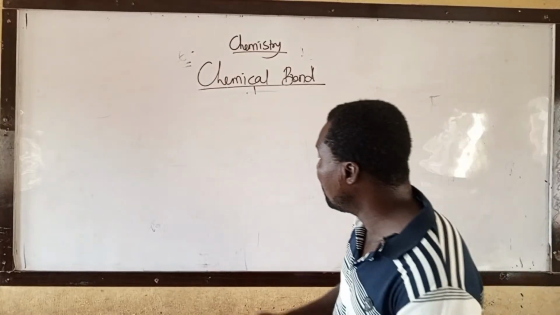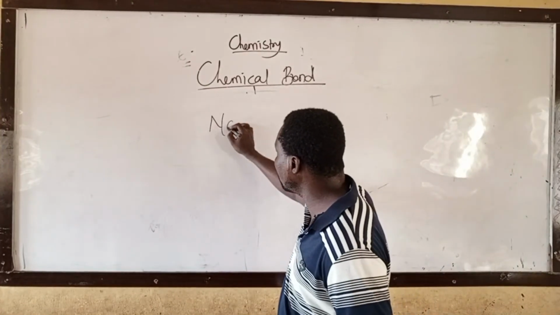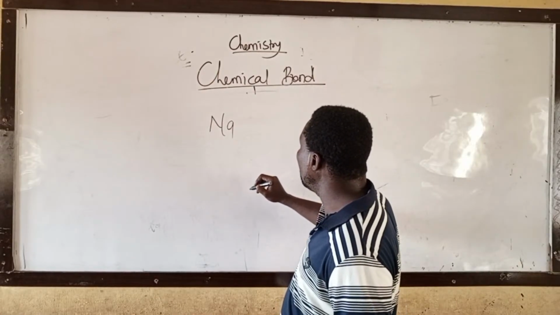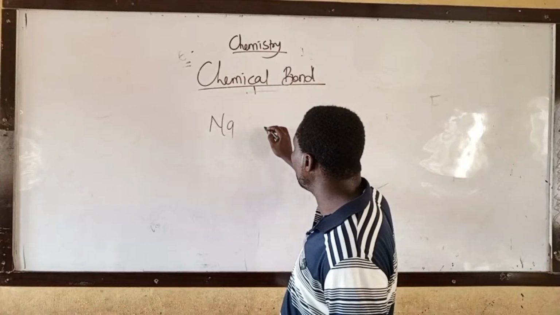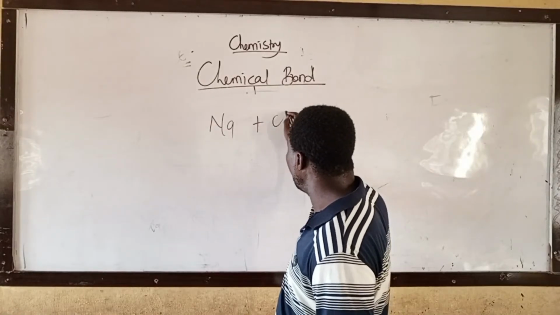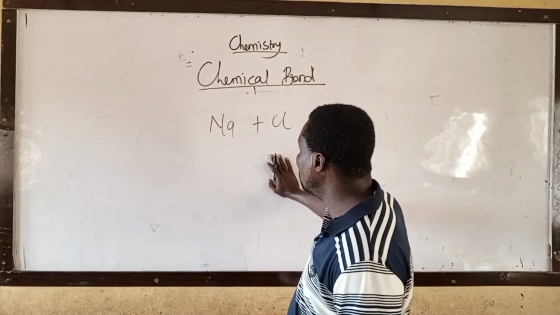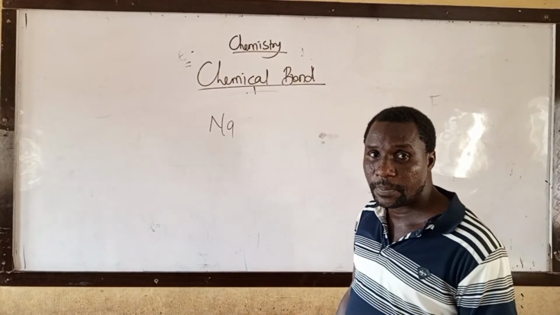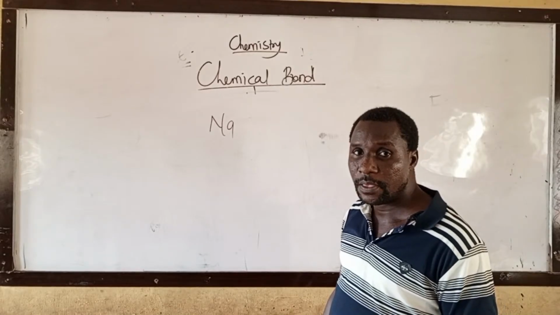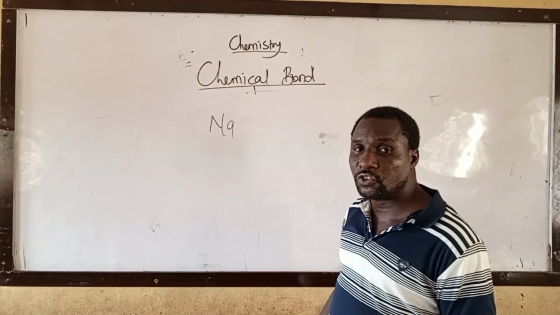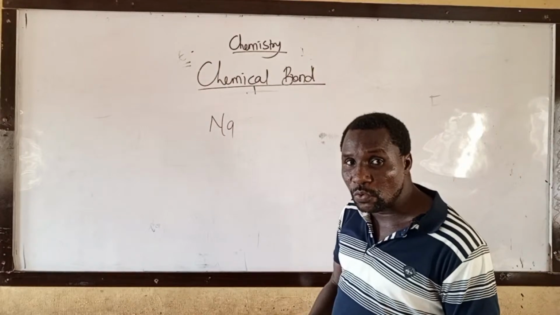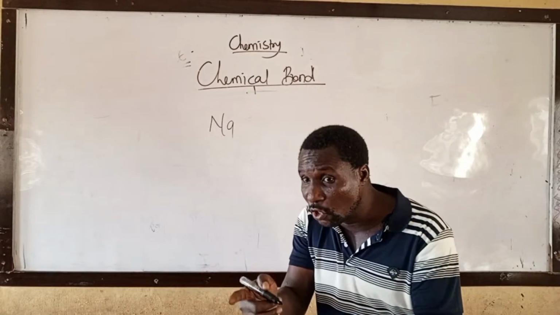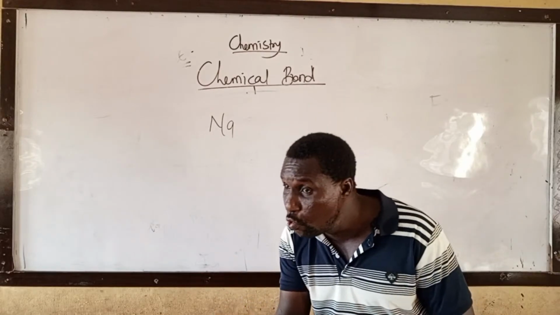This is what they mean. When you have sodium combining with chlorine, let me use sodium only. For sodium to be stable, it needs to lose electron, isn't it? For sodium to be stable, it needs to lose electron.